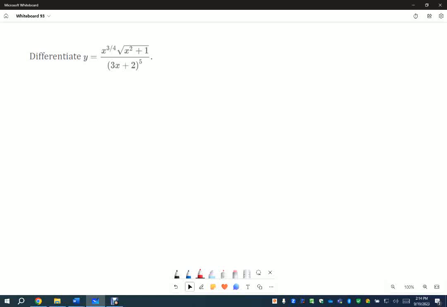Okay, we're going to differentiate this formula here by using logarithm properties. First thing I'm going to do is take the natural log of both sides. So basically, ln of y equals ln of x to the 3/4 times the square root of x squared plus 1 all over 3x plus 2 raised to the 5th.